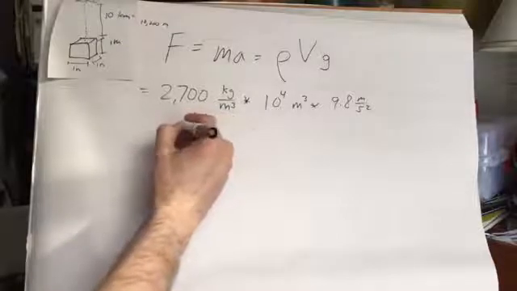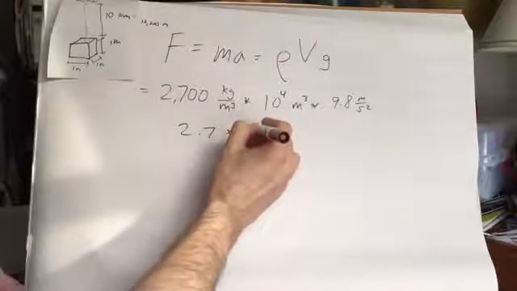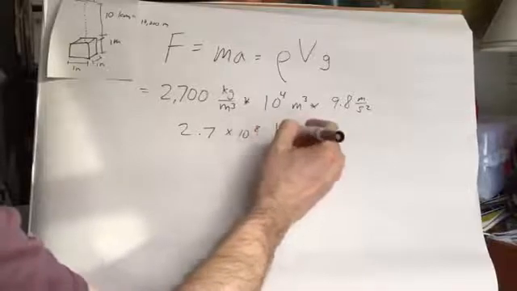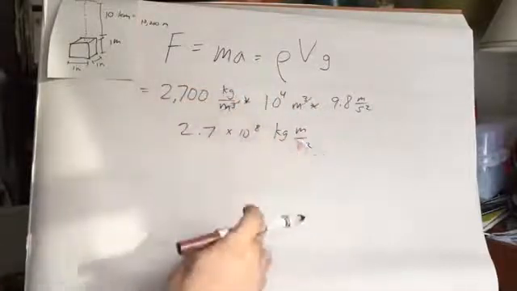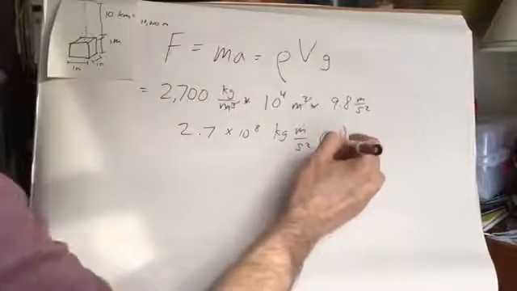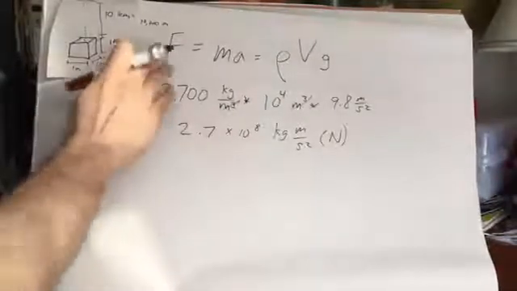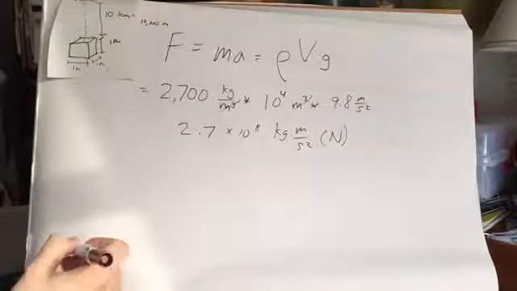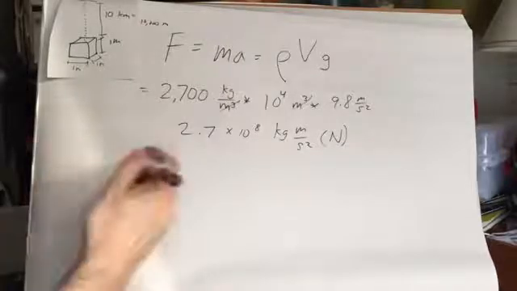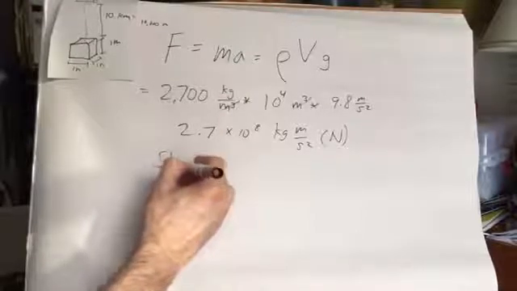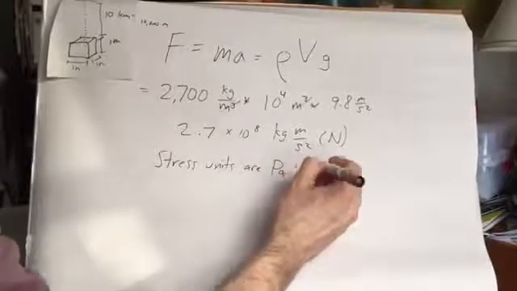And this turns out to be about 2.7 times 10 to the 8th kilograms meter per second squared. So the meters cancel. We have kilogram meters per second squared, which is the same as newtons. That's the force. And remembering that stress is force per area, the units for stress are Pascals, where a Pascal is a Newton per meter squared.